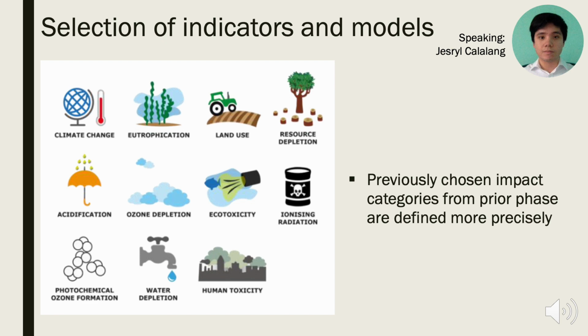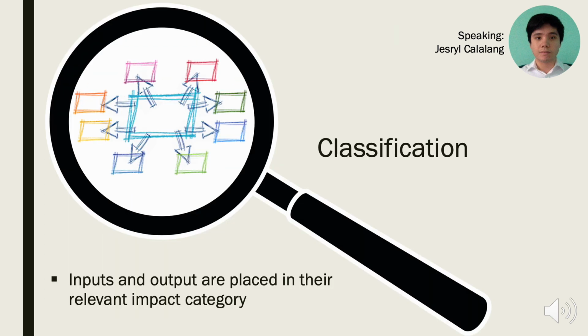Selection of indicators and models. Recall that in phase 1 of the life cycle assessment, goal and scope, we have defined impact categories based on the goals that we have chosen. An impact category that could have been selected in phase 1 is climate change. But in this phase, we are now defining these impact categories more precisely. For example, we can choose to measure the impact of a specific greenhouse gas, like methane, on climate change.